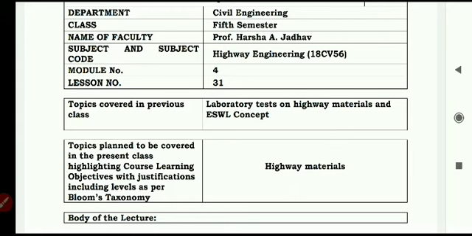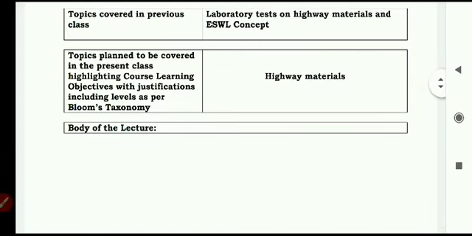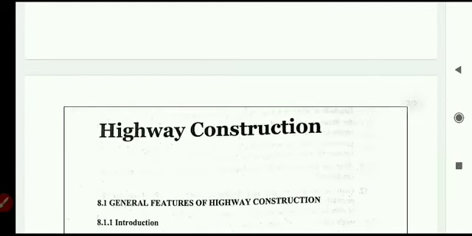After that we focused on the concept of ESWL, that is equivalent single wheel load concept. These were discussed in the last few classes, and at the end we focused on the CO, that is course outcome, with the Bloom level of taxonomy. So in today's class we will focus on the highway materials: what do you mean by highway material, how it is used, why it is used, what is the purpose of utilizing these materials, and why these materials are called highway material in general. That we will study in today's class.